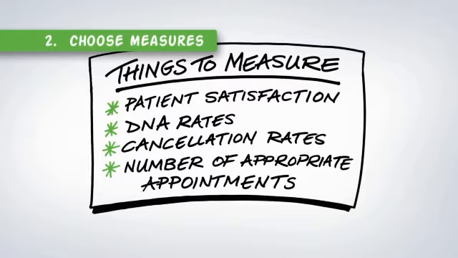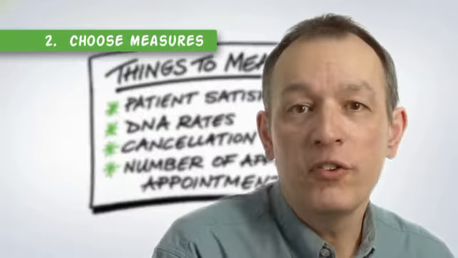Step 2, choose measures. If we simply list all the different things we might measure, we often come up with a list that's quite large, and it's difficult to know which are the most important. And so there are a couple of techniques that do help you to structure that list of measures that you might have come up with.